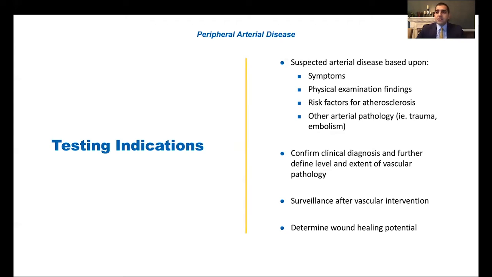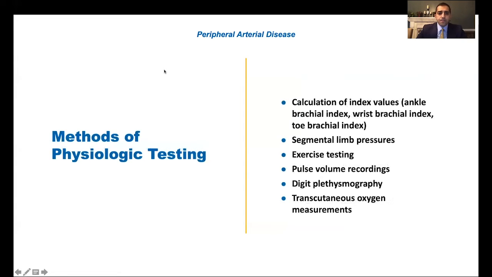So what vascular bed is involved and what extent is that vascular bed involved? We also use it as surveillance, as someone has had an intervention and in the future to follow up those patients. And in certain instances of chronic limb ischemia or critical limb ischemia, we will determine wound healing potential. And this is usually done as a team approach, as we'll talk about.